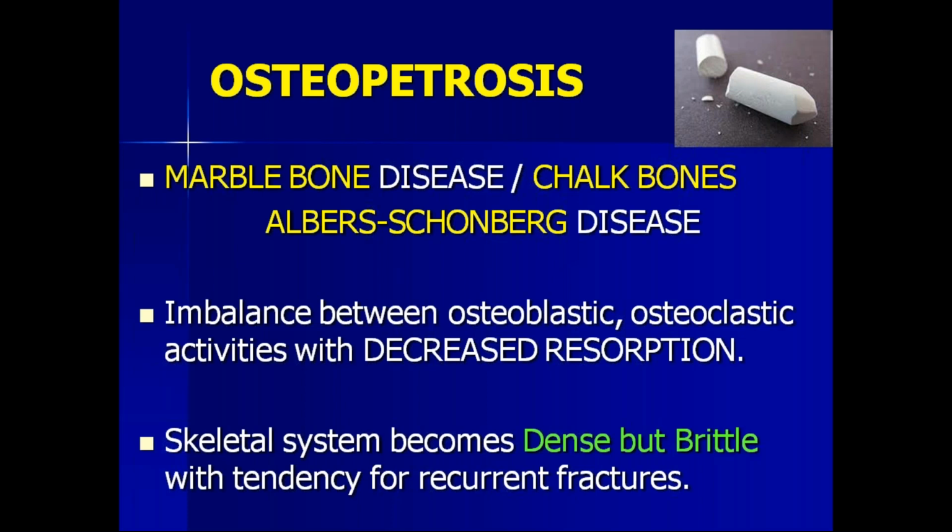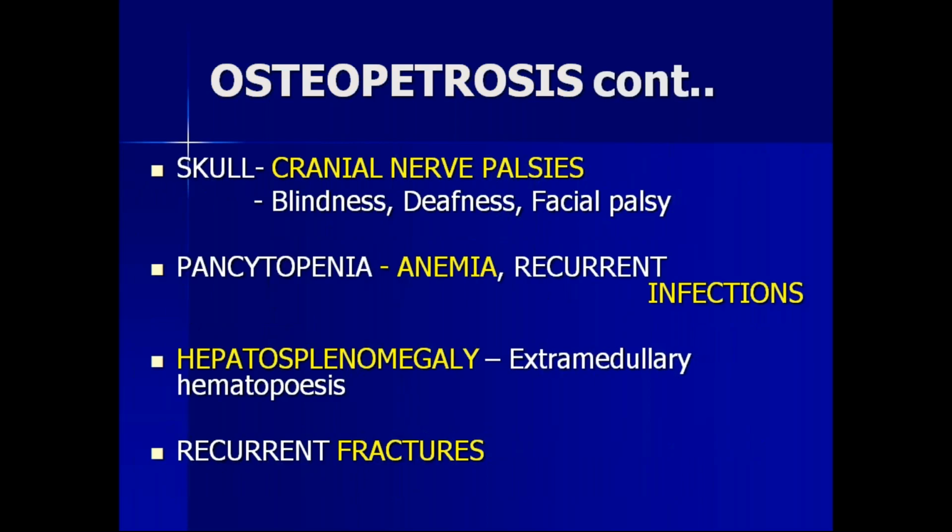It is also known as Albers-Schonberg disease. So it is an imbalance between osteoblastic and osteoclastic activities with decreased resorption. The skeletal system becomes dense but brittle, with a tendency for recurrent fractures. So the bones involved, the skull is involved, giving cranial nerve palsies, and they can present with blindness, deafness, or facial palsy. Neural foramina get occluded, and you can get cranial nerve symptoms.